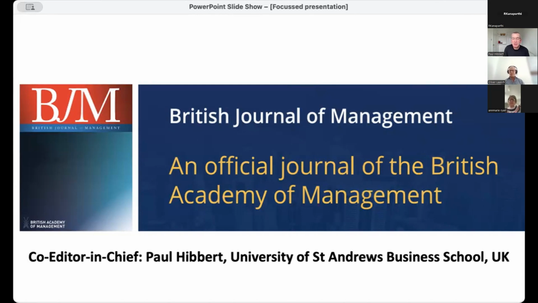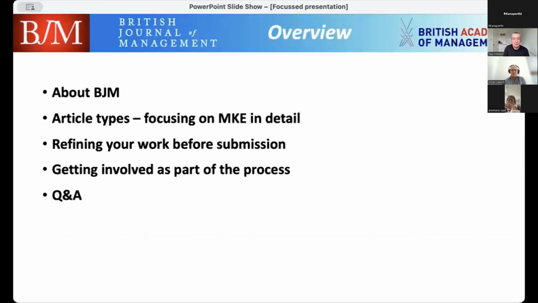But for now, I'm going to talk to you about BJM with a focus particularly on the MKE section and writing papers for that particular part of the journal. So I'm going to start with some basic facts about the journal, then go through the different types of article that we see presented within the journal, and think about how you might refine your work ready for submission, whether it's for a regular article or particularly for the MKE section and the specific requirements and characteristics of those articles that we're looking for.